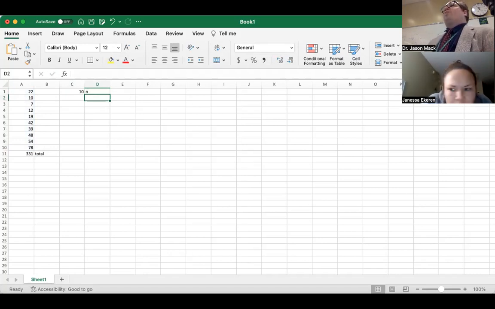Equals sum, bracket. Oh, the bracket. That's why I didn't like it. It was thinking it was a nominal variable or something. It's not working for me. I'm doing equals count, and then I highlight them all, and then it says hashtag name question mark. Did you add the bracket? Equals count, and you have to add brackets. What do you mean, brackets?